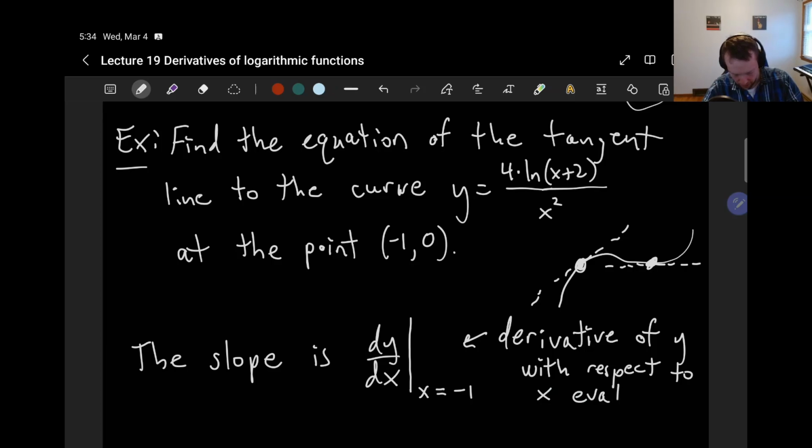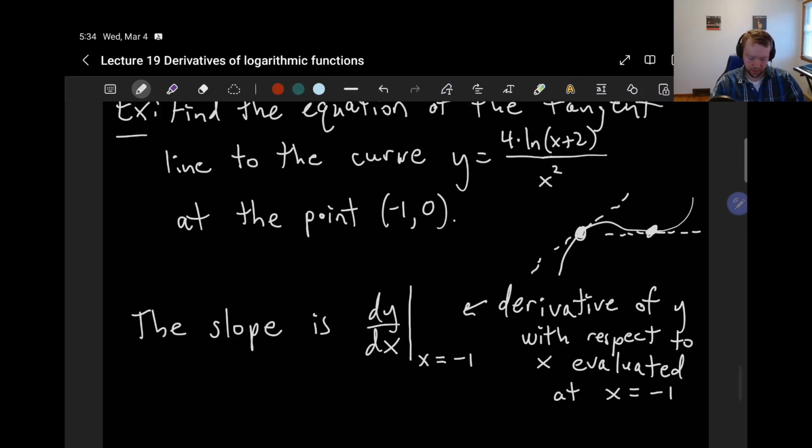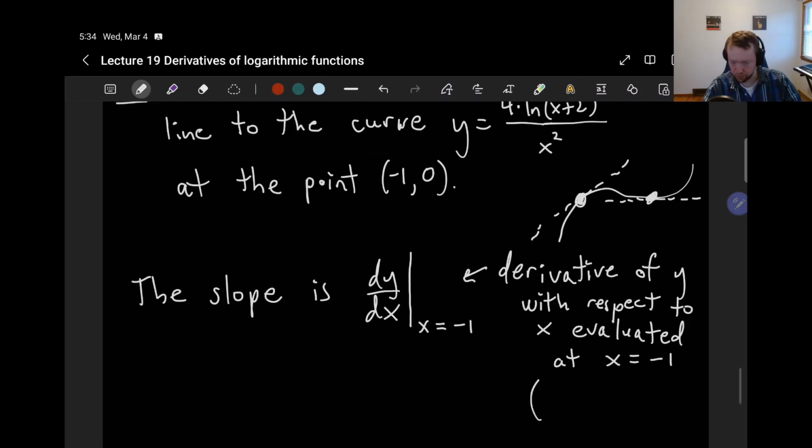But then evaluated, so you're plugging in something at x equals -1. So this is just like when we did previous iterations of this problem. Think of it like f prime of -1. The derivative, but you're plugging in a point, or x value.